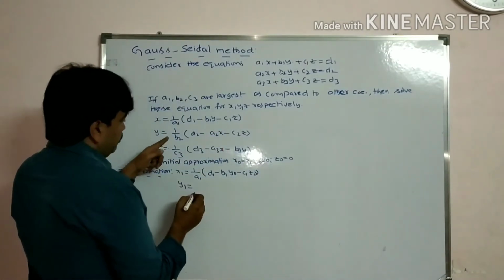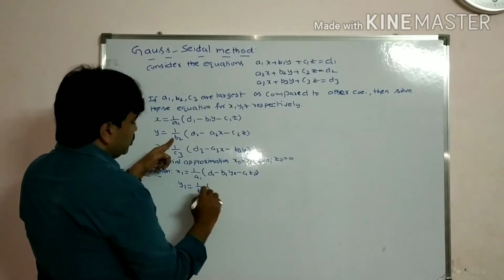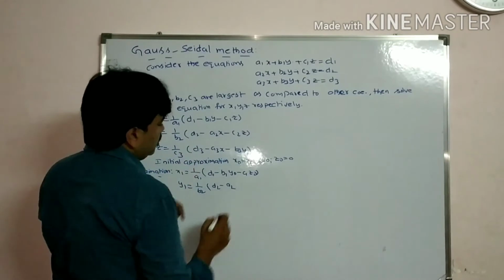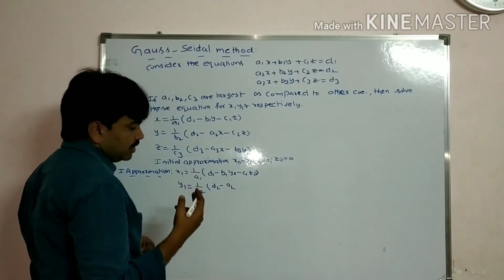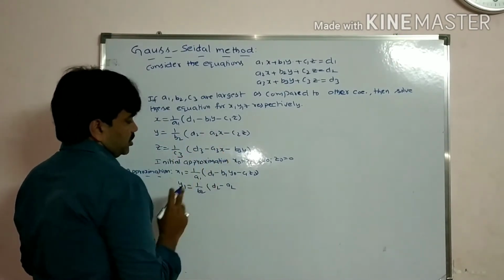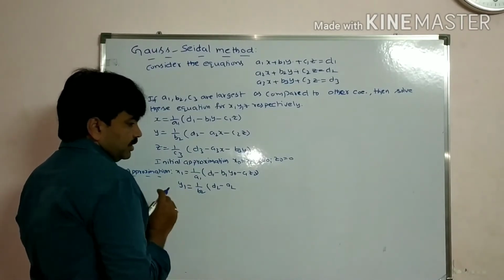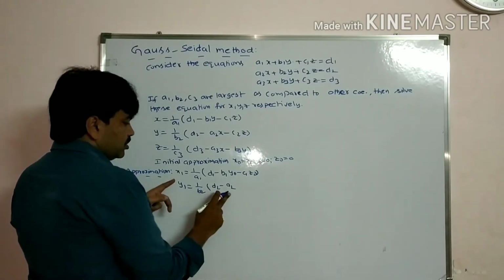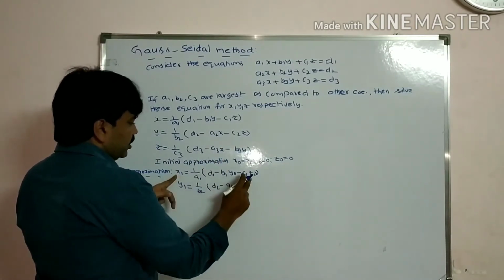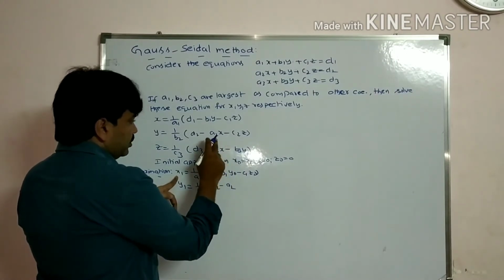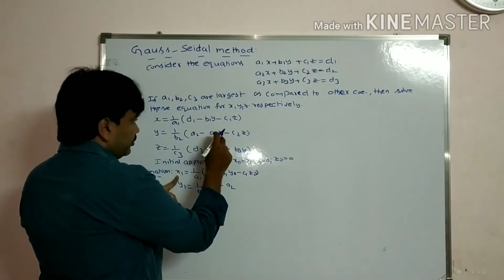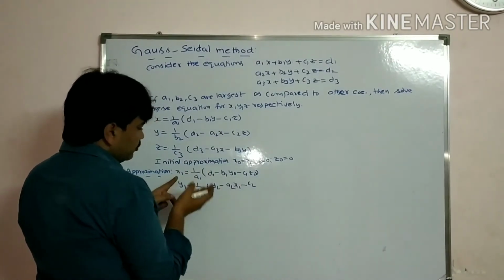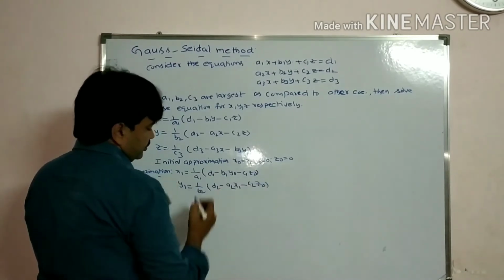Now y1: 1 by b2 into d2 minus a2 and so on. Previously in Jacobi's method we wrote x0 in place of x, but here we update at each level. See students, we have already found the x1 value, so we update here. You write x1 in place of x, so a2 x1 minus c2. Are we finding z1 here? No. So we substitute z0.